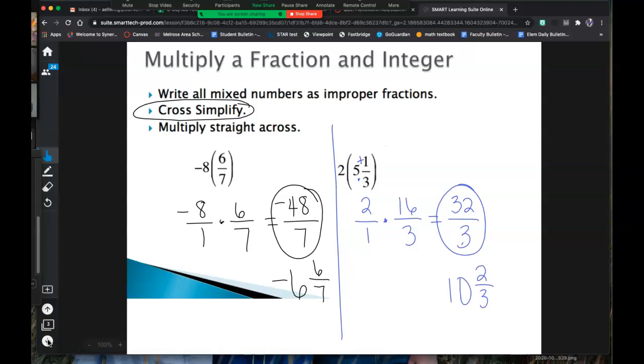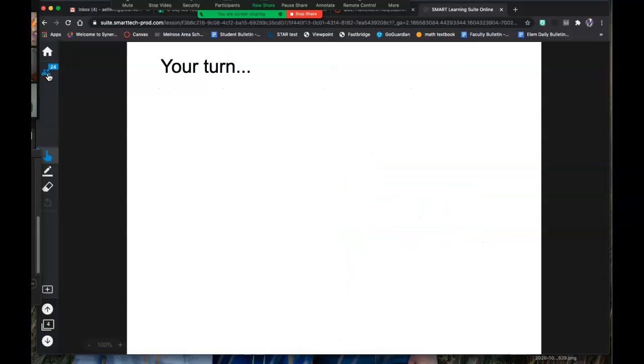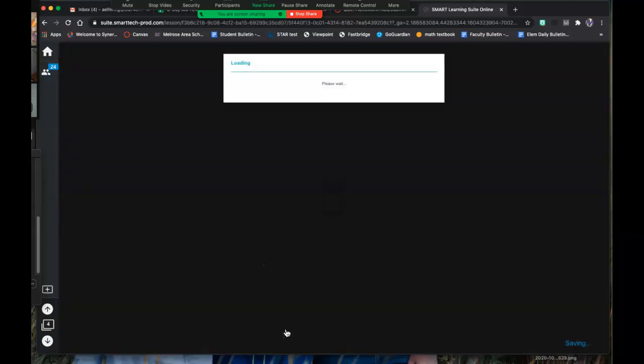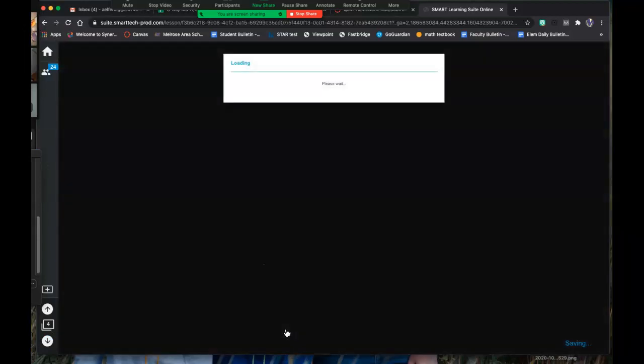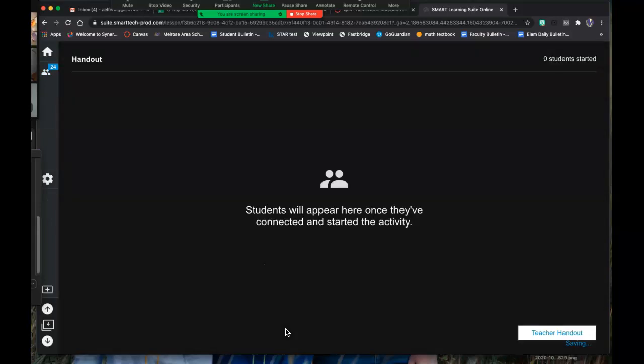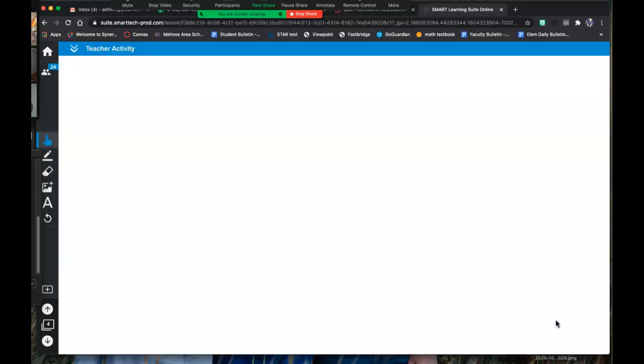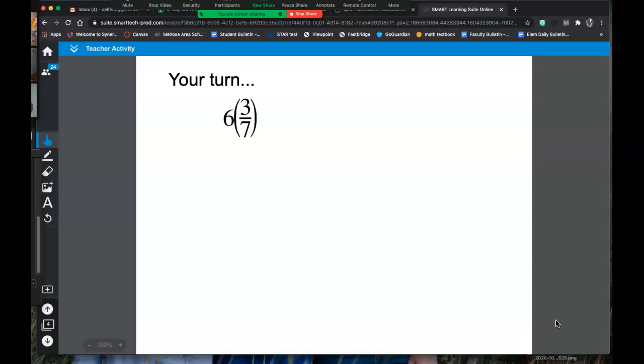Okay, so I want you guys to try this one. And you should be able to click start and try that problem. So remember, write the 6 as a fraction first and make it 6 over 1, and then multiply.